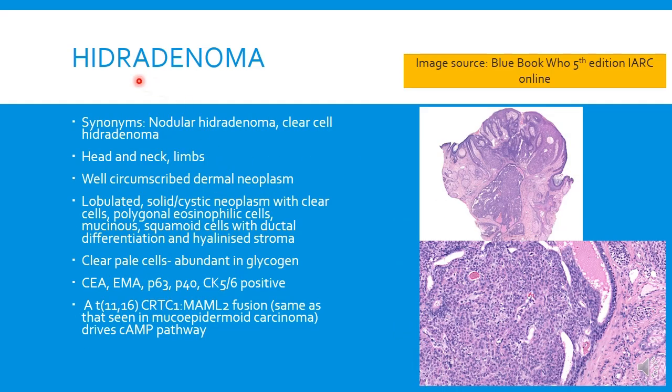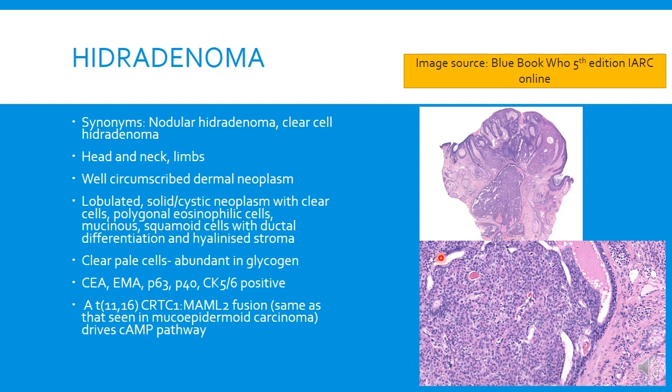Hidradenoma. It is the commonest eccrine and apocrine tumor. You would all have encountered this name. It is synonymous with nodular hidradenoma or clear cell hidradenoma. It is more common in head and neck and limbs. It can essentially present anywhere. It is a well circumscribed benign dermal neoplasm.